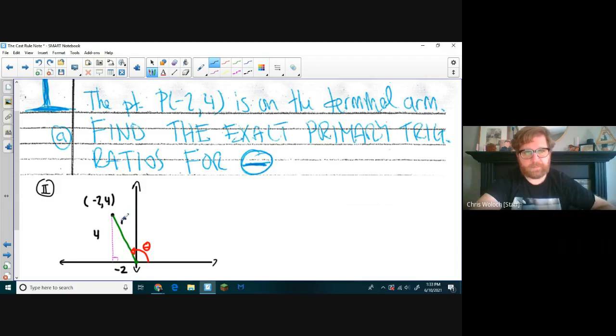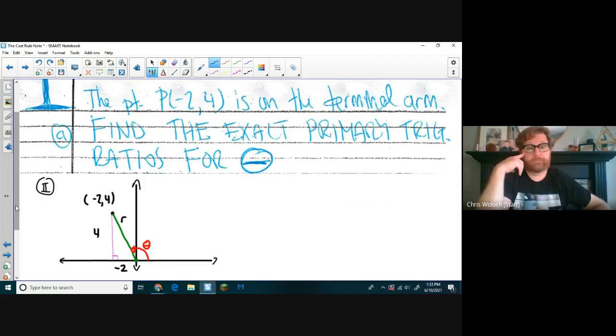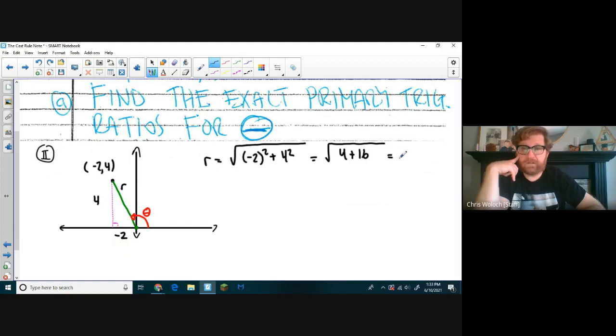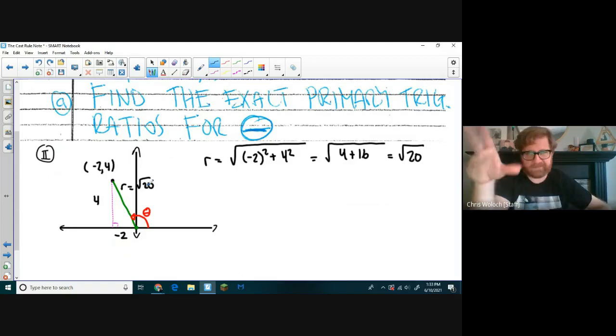So here we've got to figure out what r is. And remember, r is just going to be the square root of -2 squared plus 4 squared. So that's going to be 4 plus 16. And that is just going to be square root of 20. Okay, and again, we're leaving them in exact forms, so I don't want to see decimals.